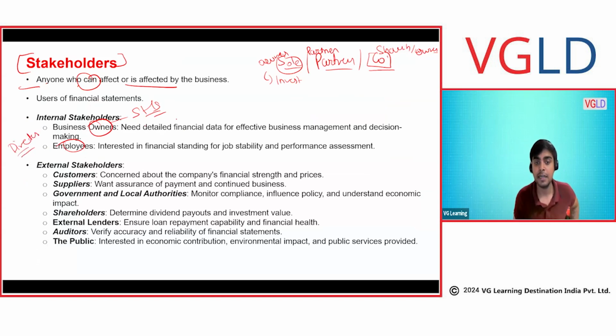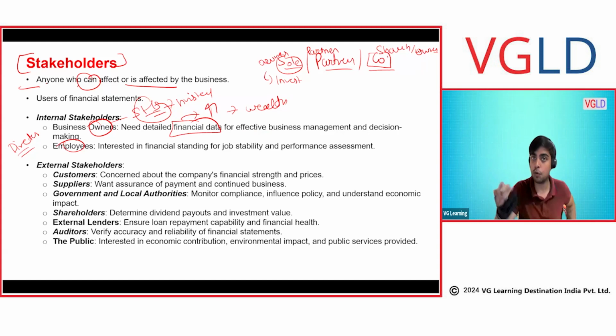How are they affected? See, if the company does well, if the company's profit increases, shareholder wealth will increase, because these people have invested their money. So they have a very direct relation with the company. Whenever the company's performance improves, their shareholder value will increase.